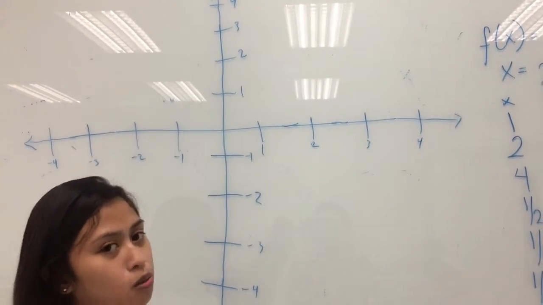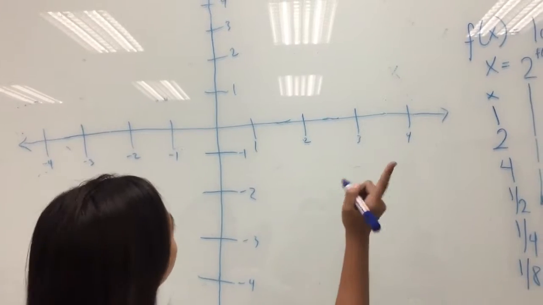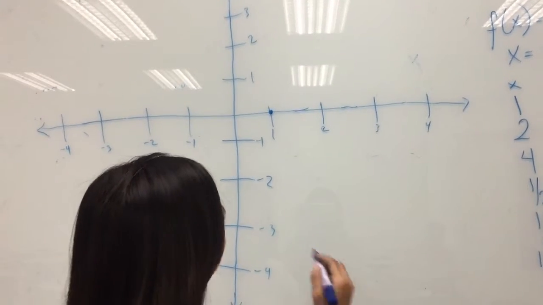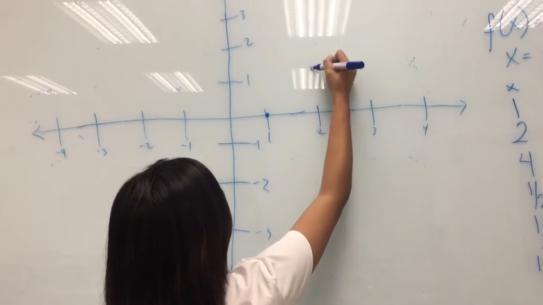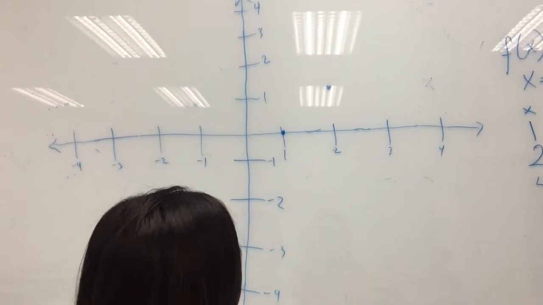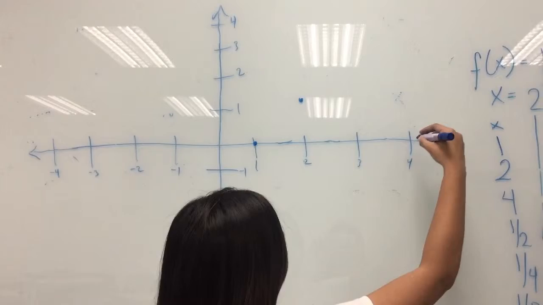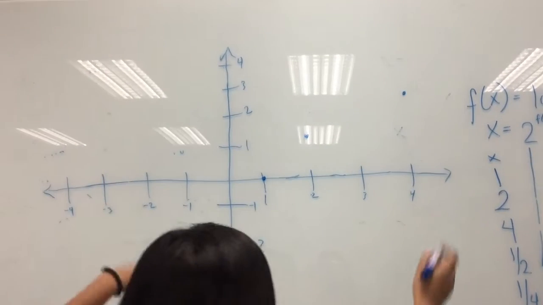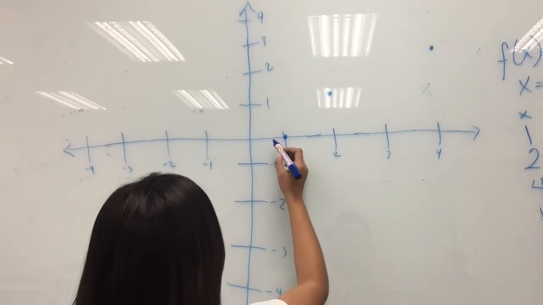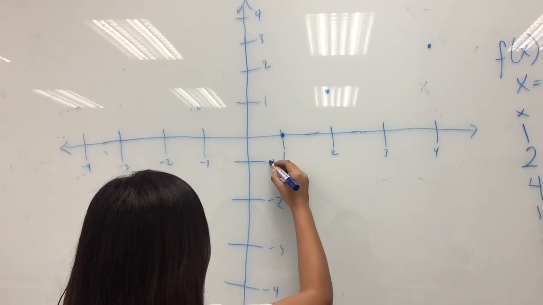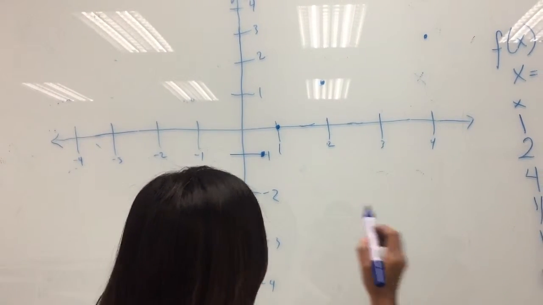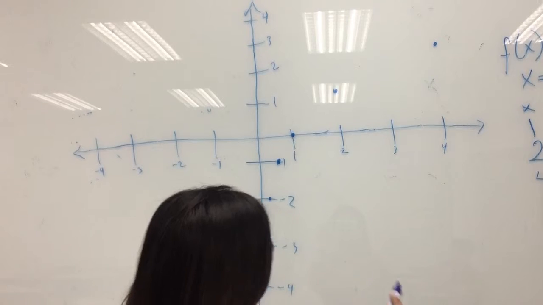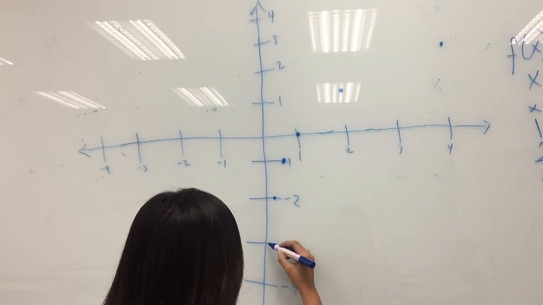So we're gonna plot the x and y values, 1 and 0. Next, 2 and 1. Next is 4 and 2. Next, 1/2 and negative 1. Next, 1/4 and negative 2. And lastly, 1/8 and negative 3.